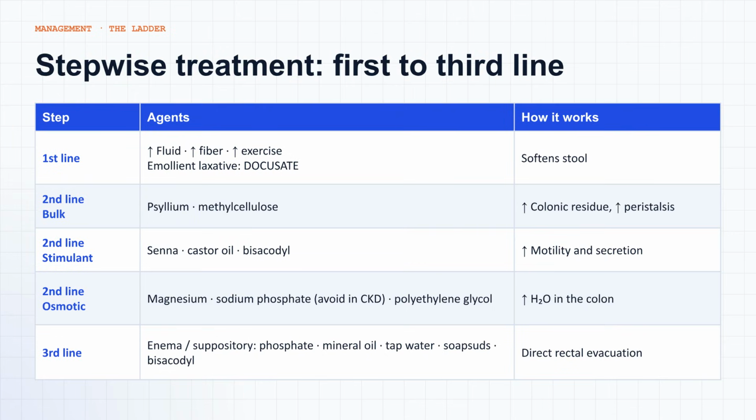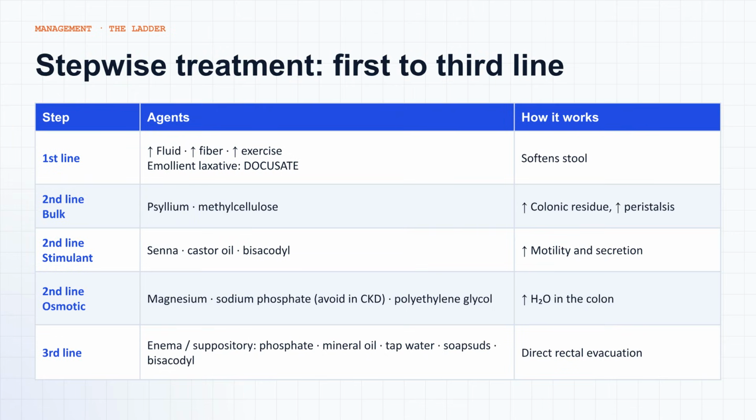Bulk laxatives, psyllium and methylcellulose, increase colonic residue and peristalsis. Stimulant laxatives, senna, castor oil, and bisacodyl, increase motility and secretion. Osmotic laxatives, magnesium, sodium phosphate, and polyethylene glycol, pull water into the colon. Avoid sodium phosphate in chronic kidney disease.